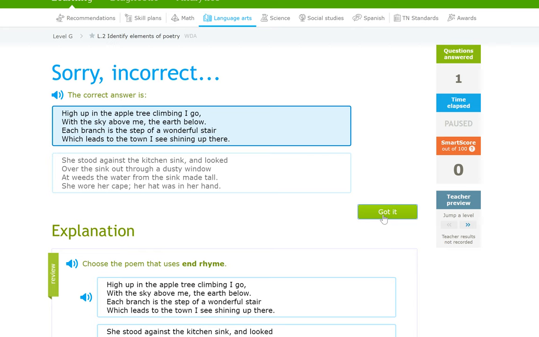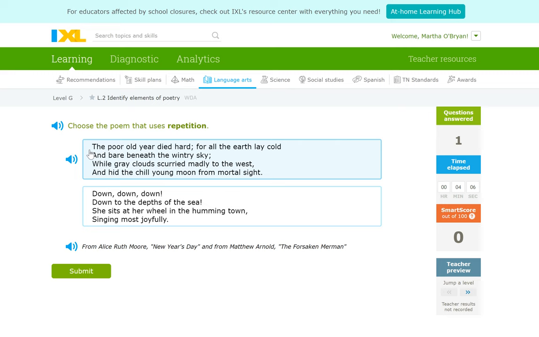So let's do a couple of examples. It says, choose the poem that uses repetition. So remember, repetition is when there's repeated lines or phrases. This first one, "The poor old year died hard, for all earth lay cold and bare beneath the wintry sky, while gray clouds scurried madly to the west and hid the chill young moon from mortal sight." Did not see any repetition there. How about this one? "Down, down, down, down to the depths of the sea, she sits at her wheel in the humming town, singing most joyfully." Down, down, down. That's repetition.